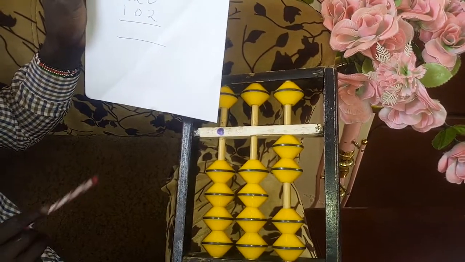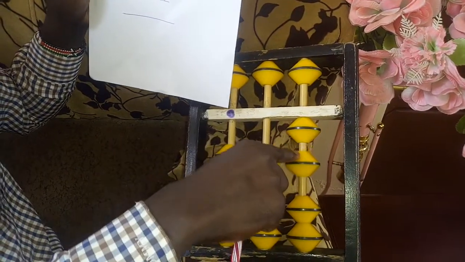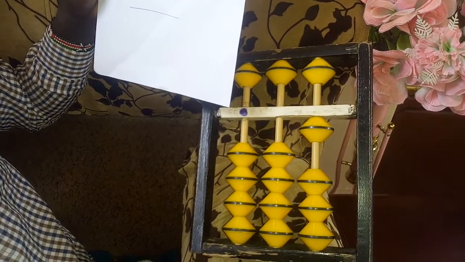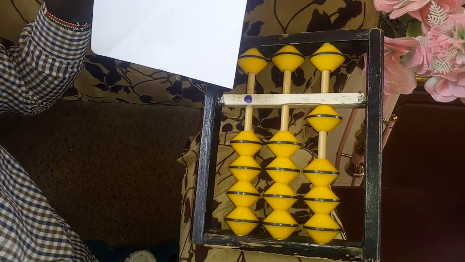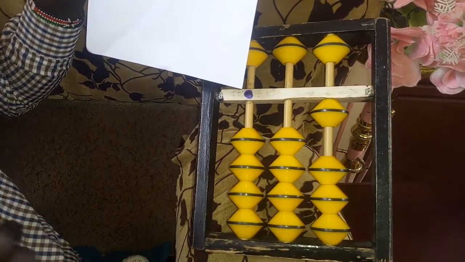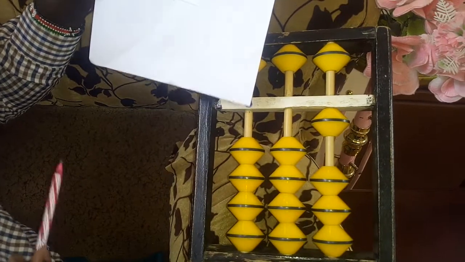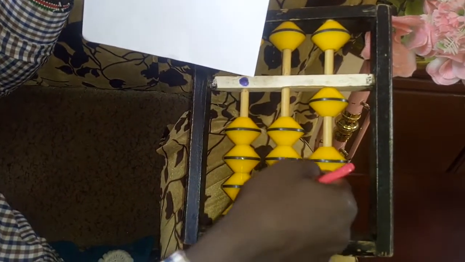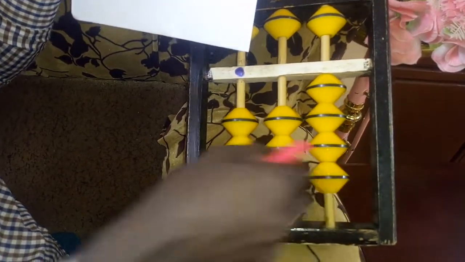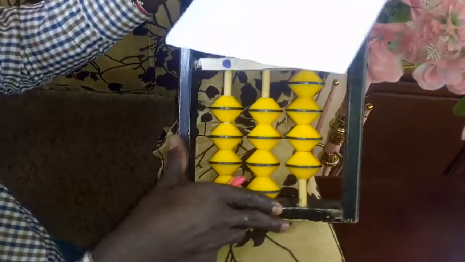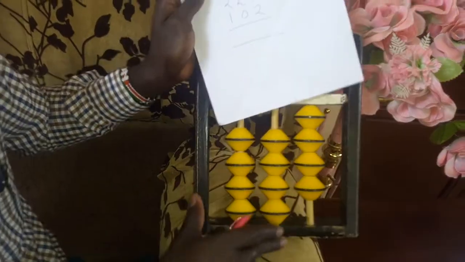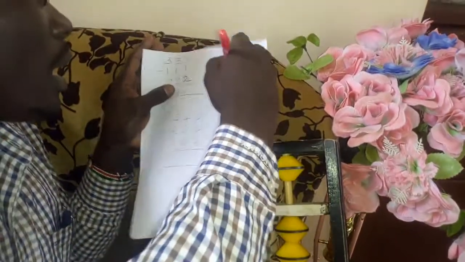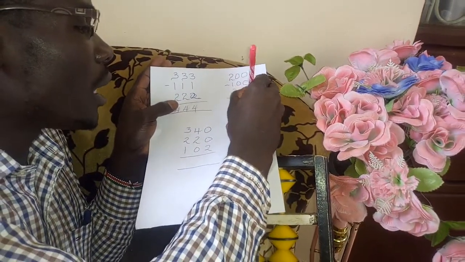To less 100, I will less 1 like that. And the rest 0. And then add 300. 300 is made up of 3 hundreds, 0 tens, 0 ones. So I add 1, 2, 3. That is 300. So my answer becomes 400. I write there 400.